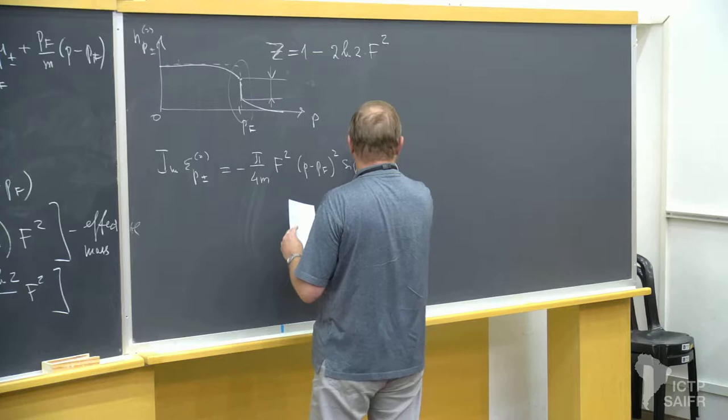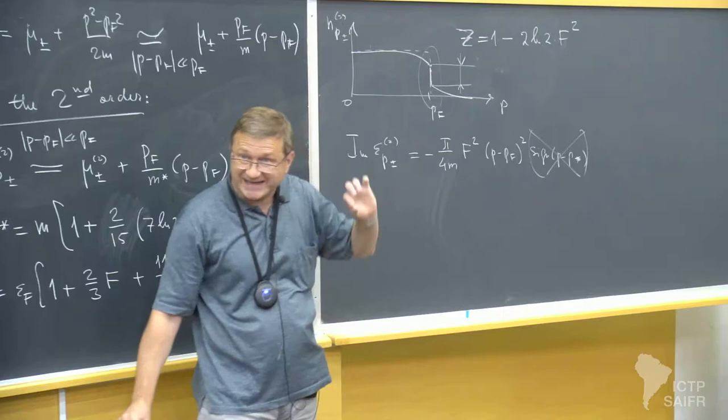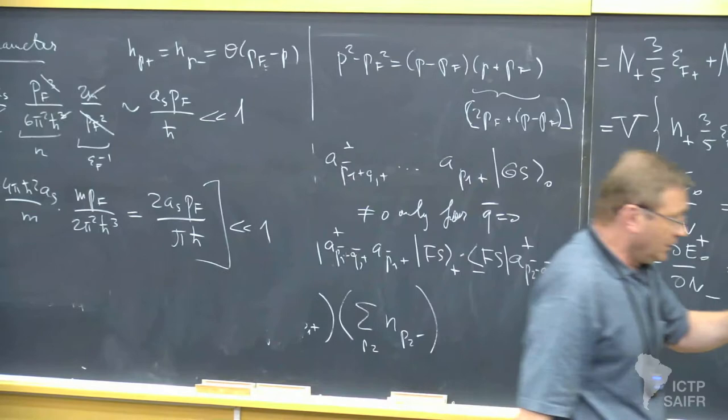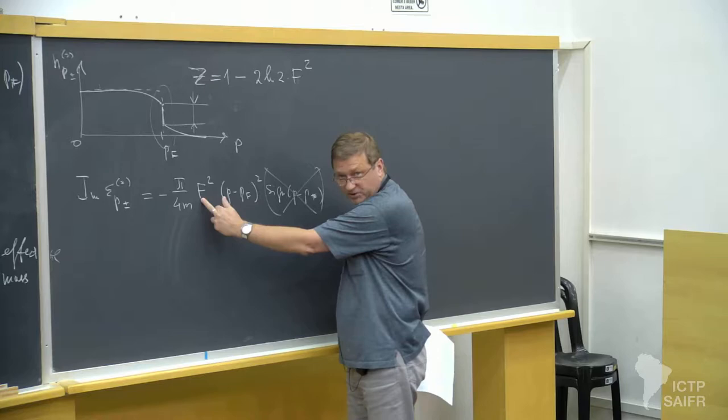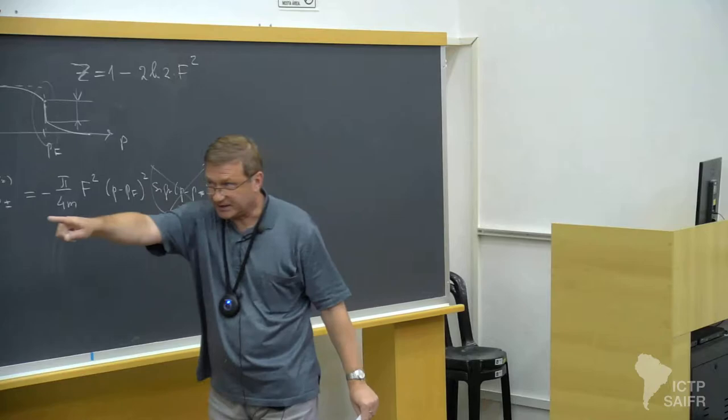So you see, you do get an imaginary part that corresponds to decay of this plane wave state. The plane wave is no longer the eigenstate. But the decay, of course, is proportional to f squared, second order. But it's p minus pf squared, and if you look here, the real part is p minus pf. And here we have p minus pf squared. So it's exactly what I wrote there. The imaginary part goes to zero much faster than the real part.